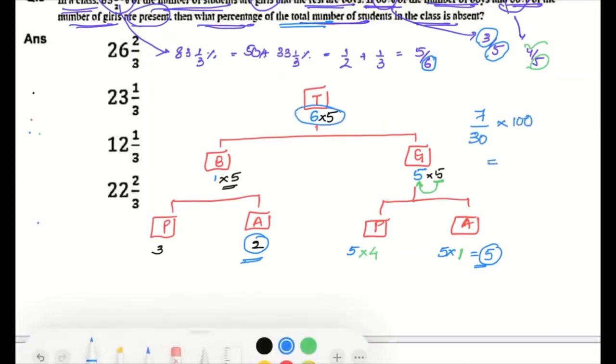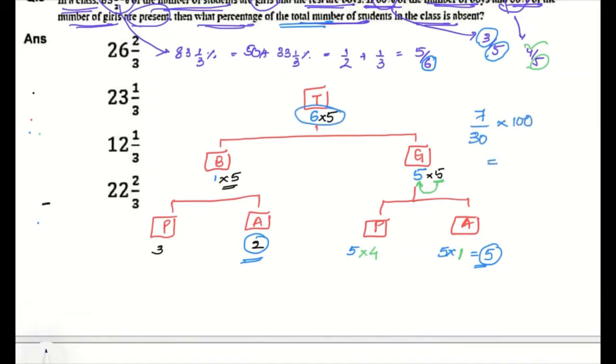So that is equal to how much? It is equal to, 0, 0 cancel. 70 by 3 percentage. 70 by 3 percentage is nothing but 23 1/3 percentage. Yes, that's it. So which option? Second option is the correct answer.